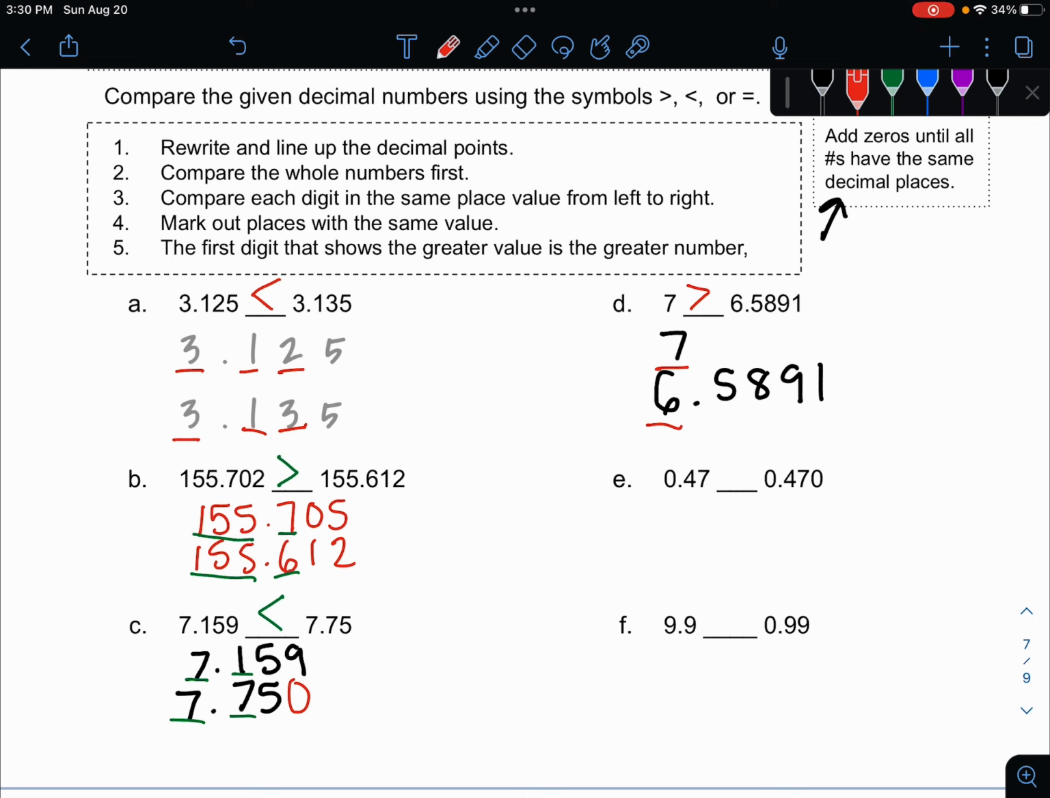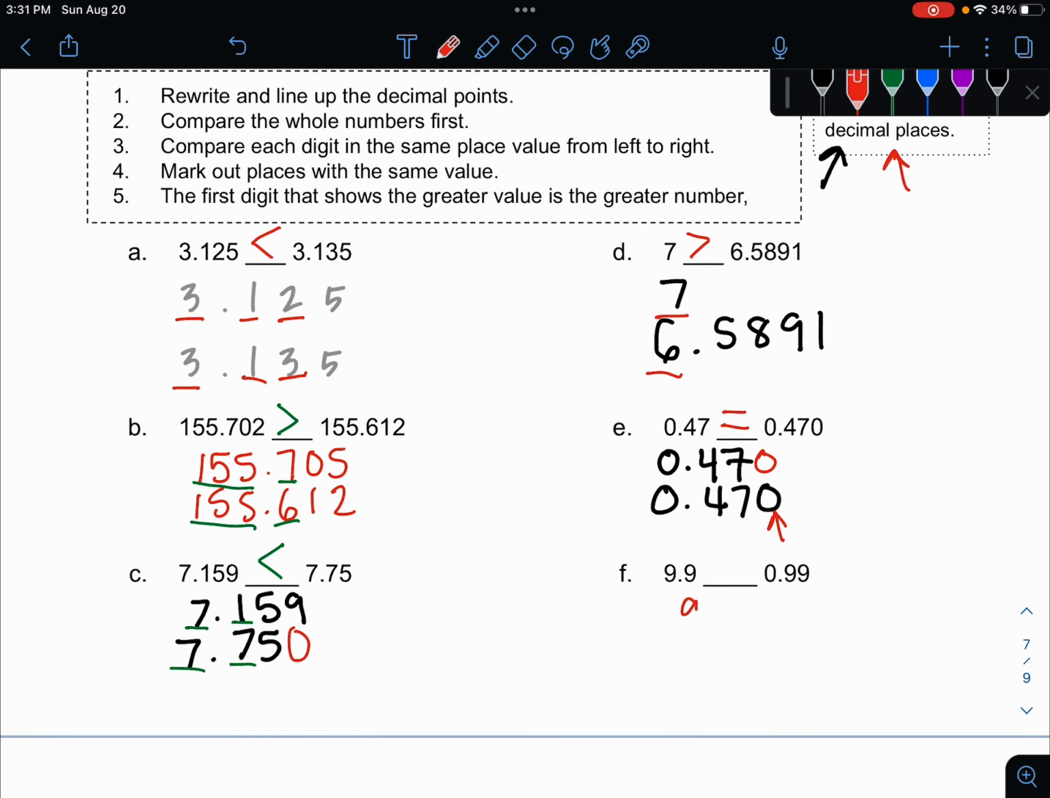Question E. We have 0 and 47 hundredths versus 0 and 47 hundredths, again, basically, because there are 0 thousandths. This could trip you up, but really, it means that there's nothing there. You could really cross this out. But also remember this tip: add zeros until they have the same decimal places. So look, they are equal.